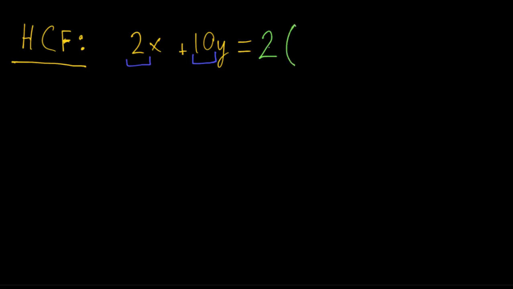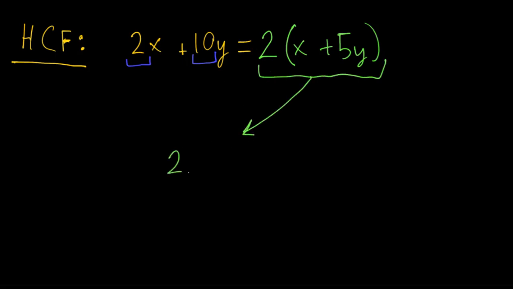What will we multiply by 2 to get 2x plus 10y? So 2 times x will give us 2x plus 2 times 5y will give us 10y. We can verify that this is correct by multiplying it out. So 2 times x is 2x, and 2 times 5y is 10y, and this is the same as that, which means that it has been factored. Okay, let's take a look at another example.